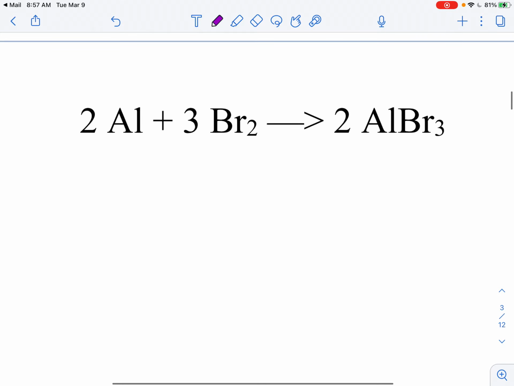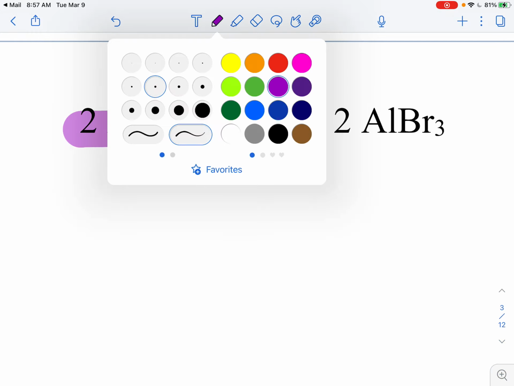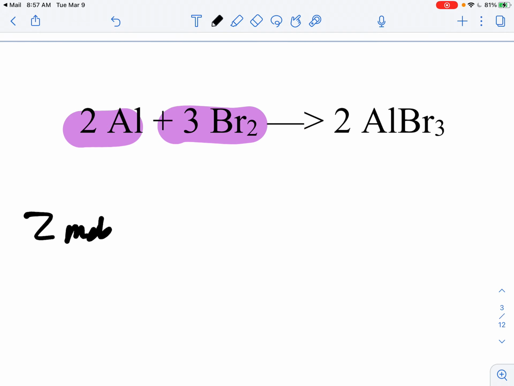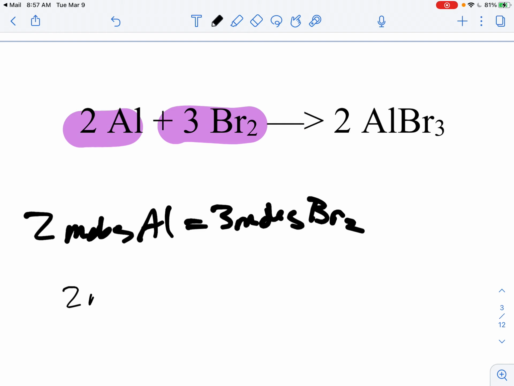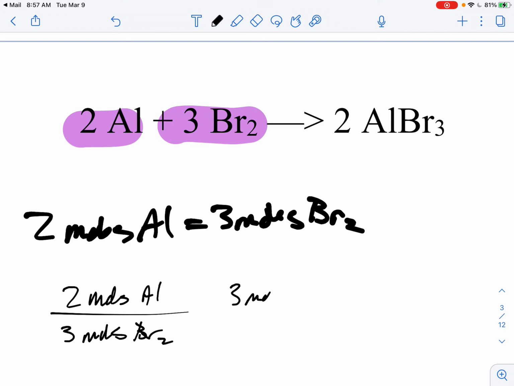So for example, if this is our problem, let's just say for the sake of argument that I cared about these two things. If that's the case, then I could write 2 moles of aluminum equals 3 moles of bromine, which means when I go to do these problems, I could put 2 moles of aluminum over 3 moles of bromine, or I could put 3 moles of bromine over 2 moles of aluminum, if those were the two things that I care about.